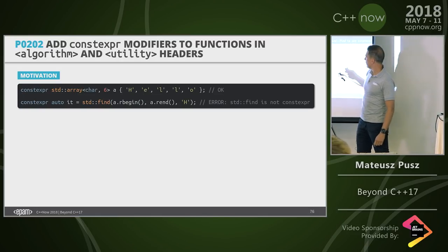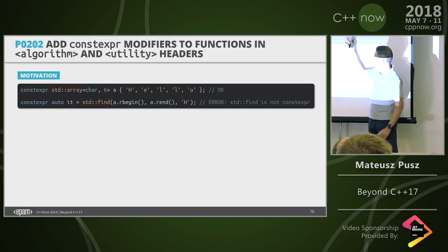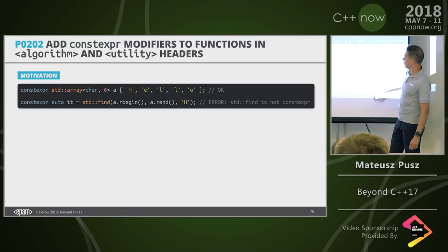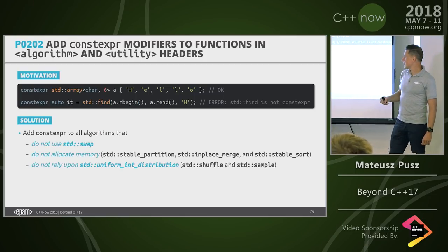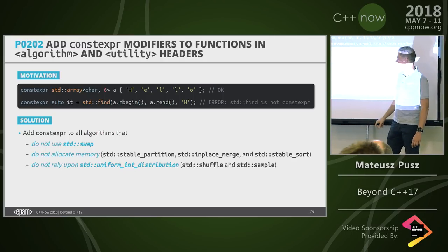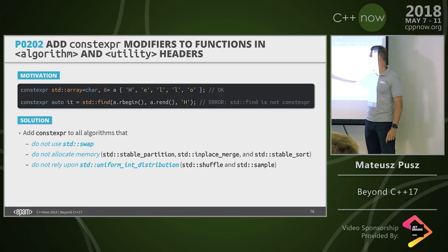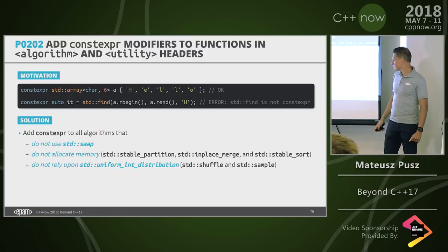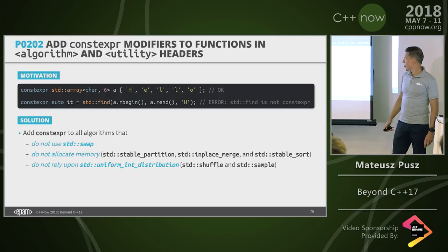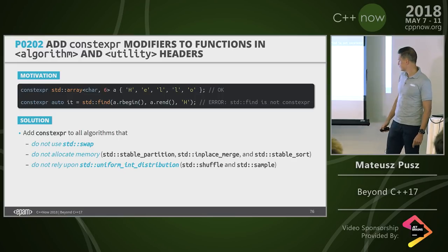Also, the same goes for some algorithms. If you provide a constexpr type to the algorithm, you'll be able to do the constexpr operations in the algorithm for those. This is added for all the algorithms that do not use std::swap, that do not allocate memory, because there are three that do allocate memory, and do not rely upon uniform distribution. All other algorithms will have constexpr right now, and we'll be able to work with constexpr containers.